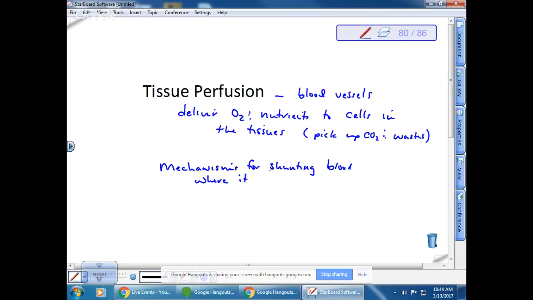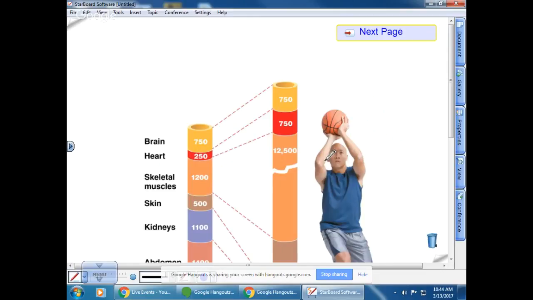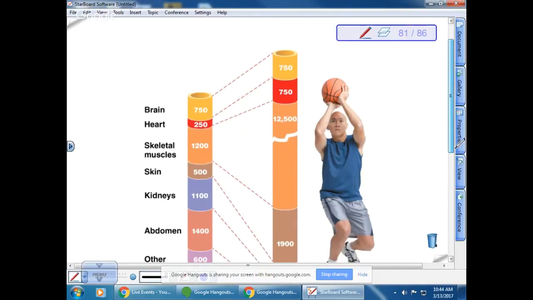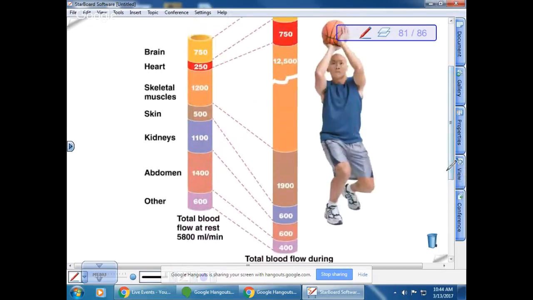So mechanisms for shunting blood where it is most needed. And we can look at where blood is going when you're relaxed, when the parasympathetic nervous system is taking over, versus when the sympathetic nervous system is playing a larger role. In your book, you have a diagram that shows where the blood is when you're at rest versus when you are exercising.